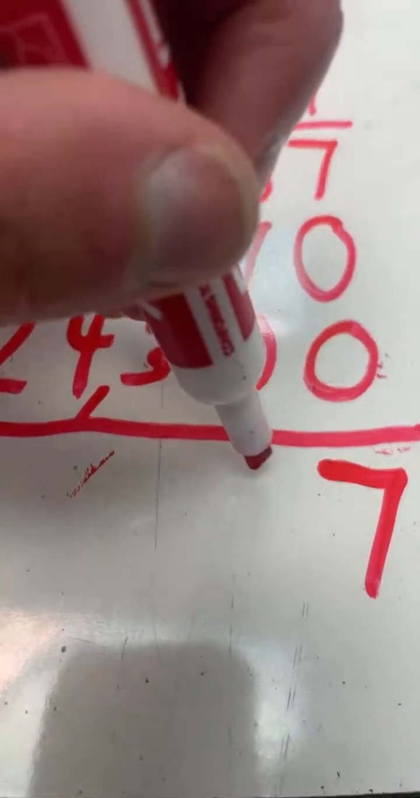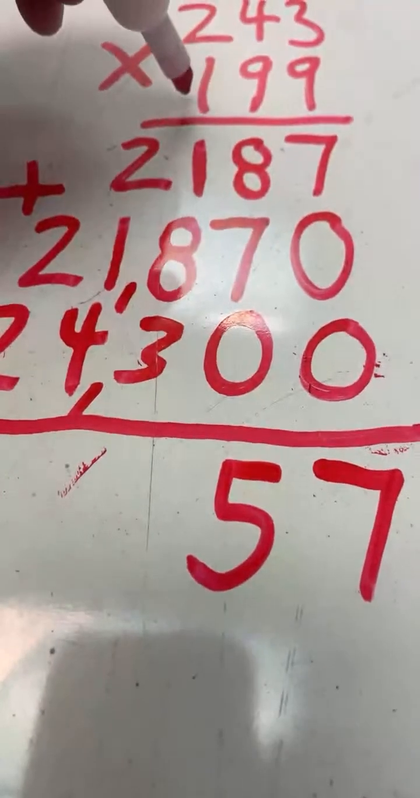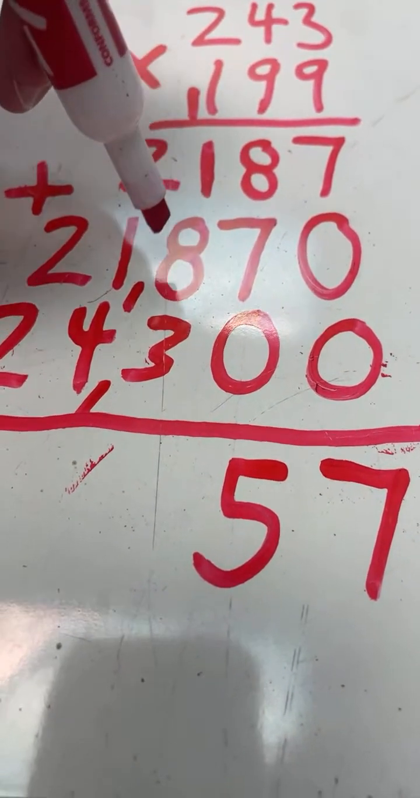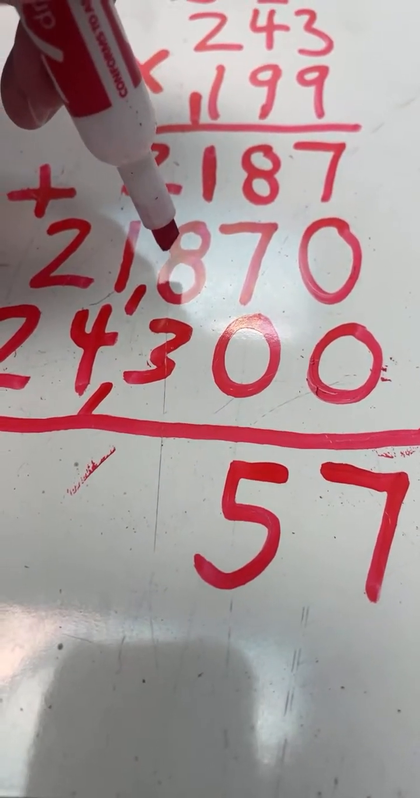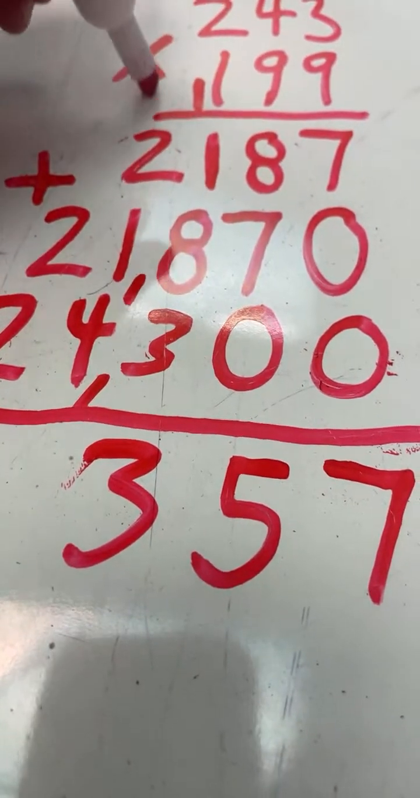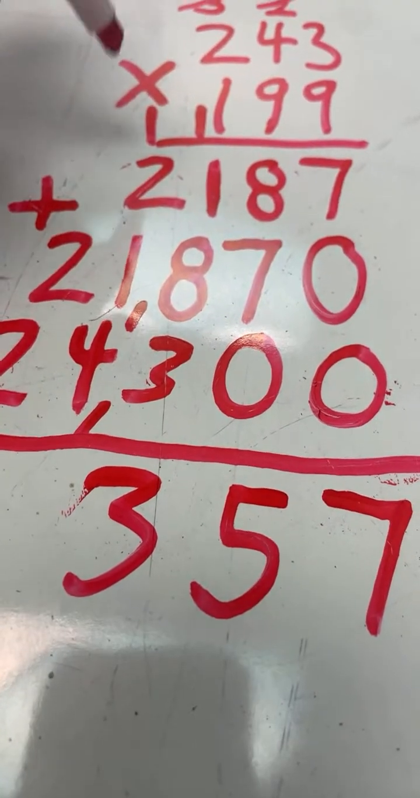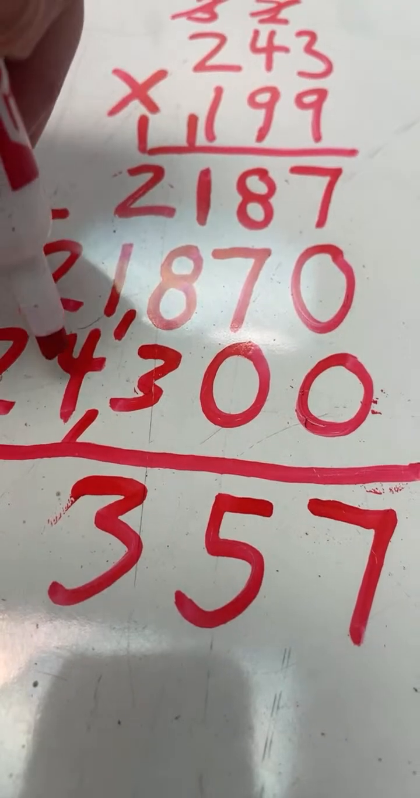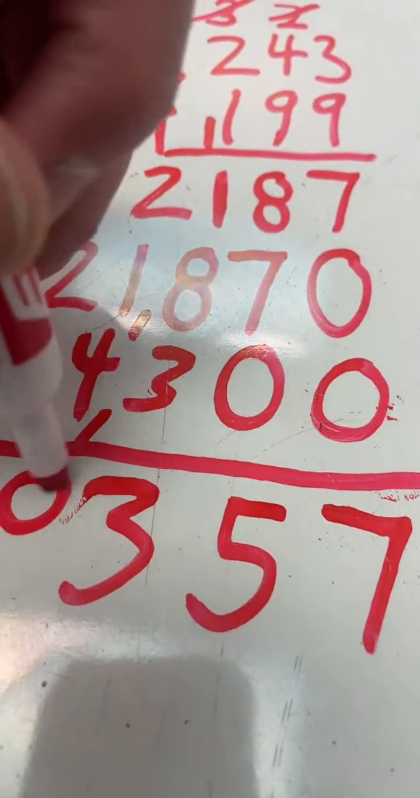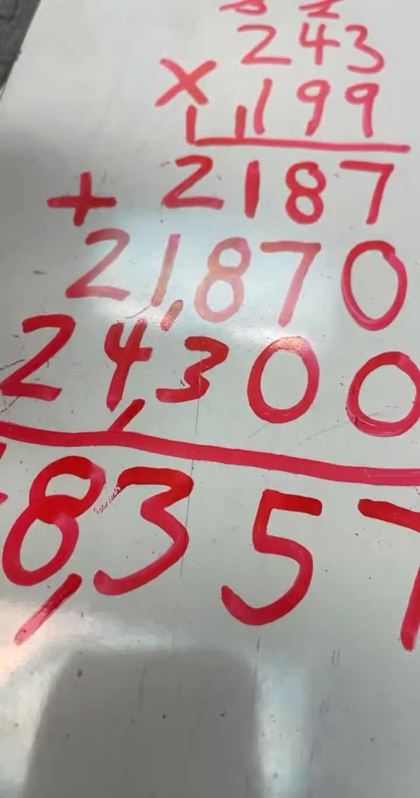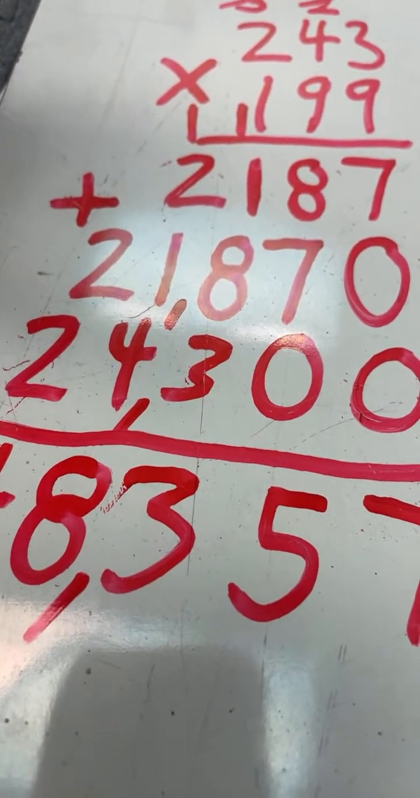7 plus 0 equals 7. 8 plus 7 plus 0 equals 15. 5, carry the 1. 1 plus 1 equals 2, plus 8 equals 10, plus 3 equals 13. 3, carry the 1. 1 plus 2 equals 3, plus 1 equals 4, plus 4 equals 8. 2 plus 2 equals 4. And we have our final answer.